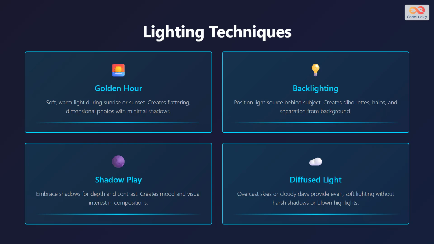Exposure refers to how bright or dark your image is. Your smartphone's exposure compensation allows you to lighten or darken images in real time. Understanding and controlling light will elevate your photography from ordinary to extraordinary.